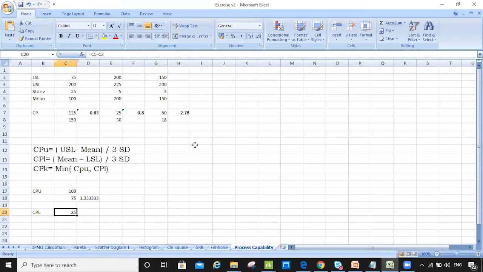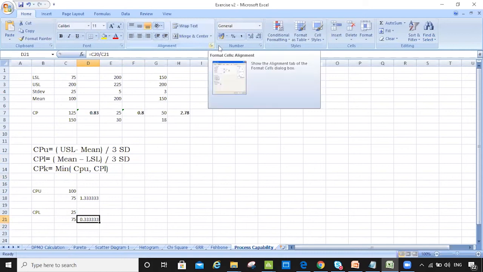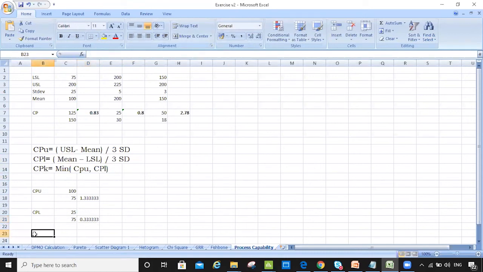So that becomes 25. And my 3 standard deviation is already 75. It says mean minus LSL upon 3 standard deviation, so 25 divided by 75 is 0.3333. And the CPK says whichever is minimum between CPU and CPL is my CPK. So 1.333 is my CPK. So that's how we calculate CPK.